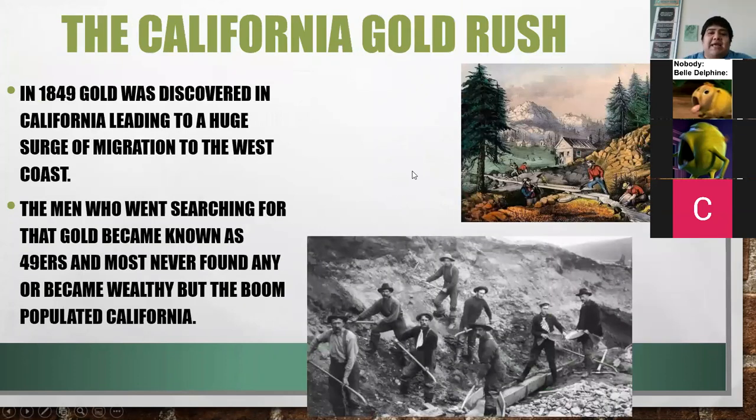California Gold Rush in 1849. Actually, it's in 1848 is when it's starting, and then 49 is when it's discovered, and there's the rush. So because of that, 49ers rush over to California and try to find gold. Most will never find any. Most will never become wealthy, but a boom populated California.